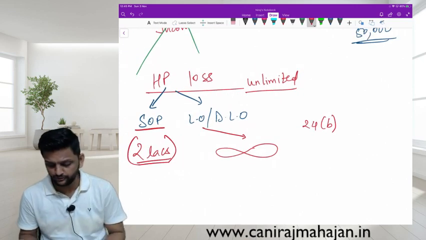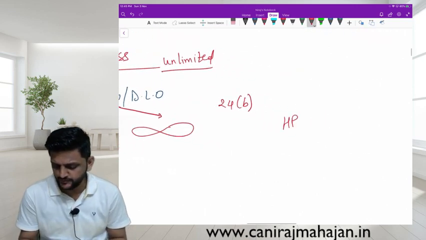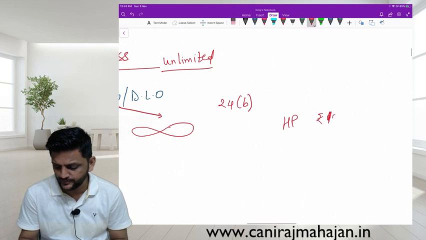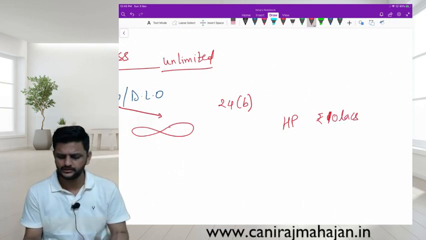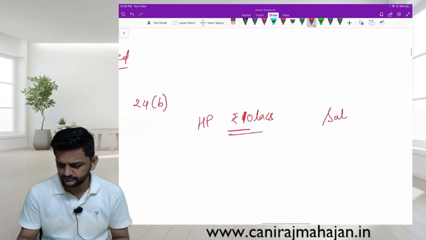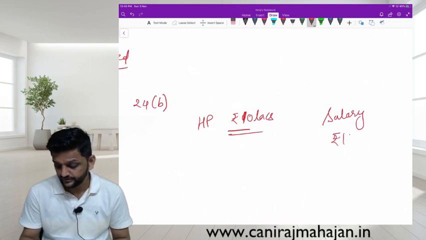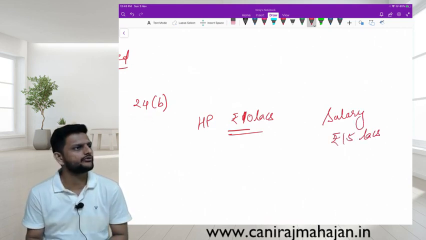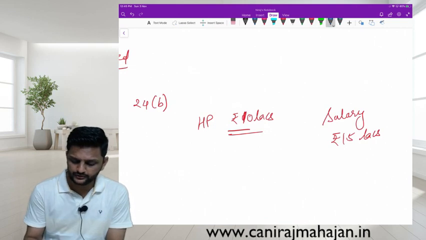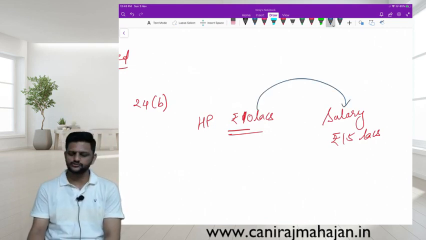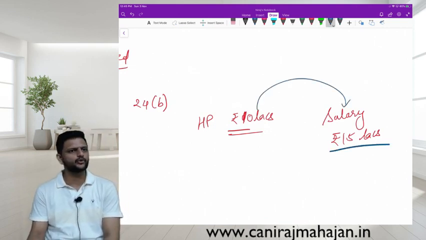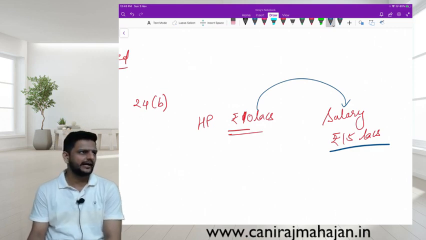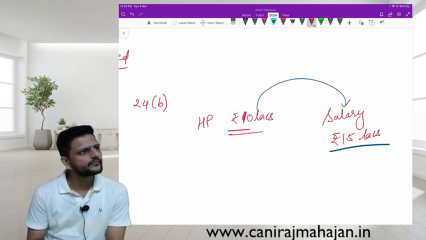So HP loss, for example, let us say is 10 lakhs rupees. Possible? Possible. And there is a salary income of rupees 15 lakhs. Are you following or no? We could set off this HP loss from salary income. In this case, taxable salary income will be only rupees 5 lakhs. Now what have they done?